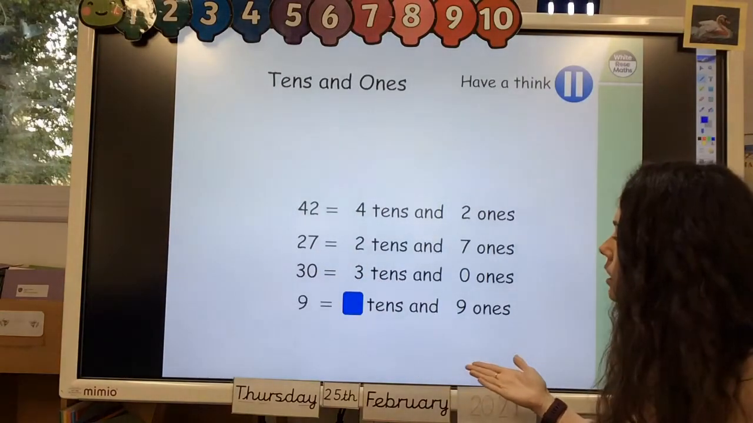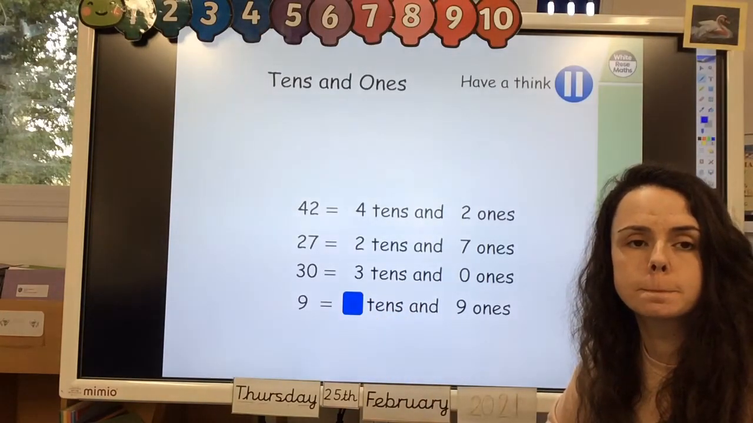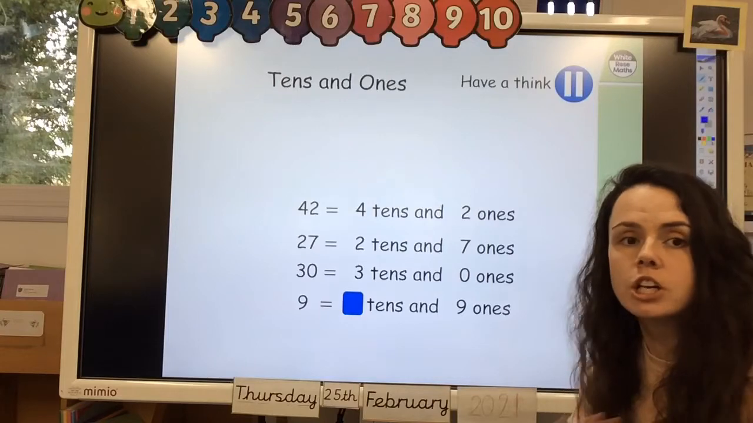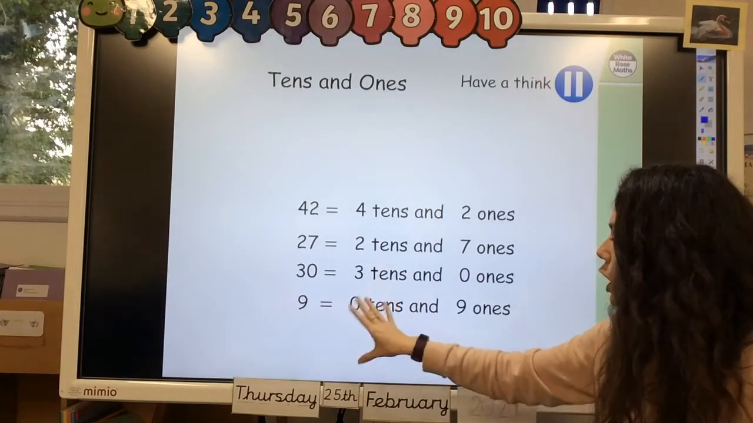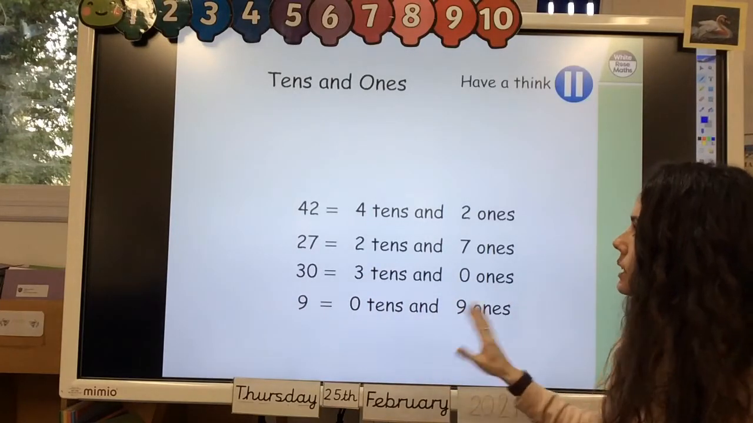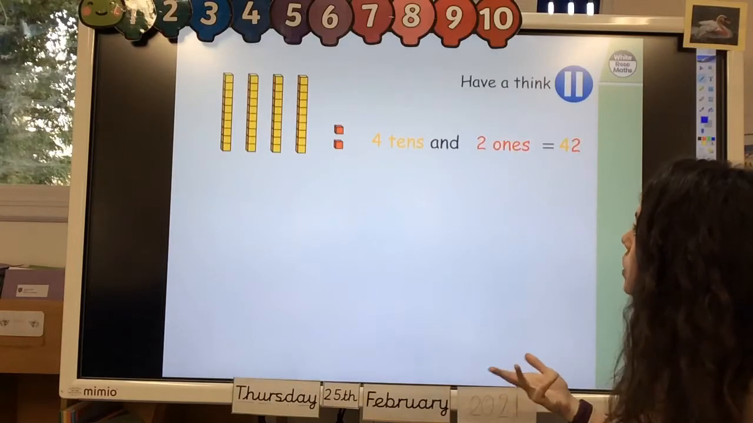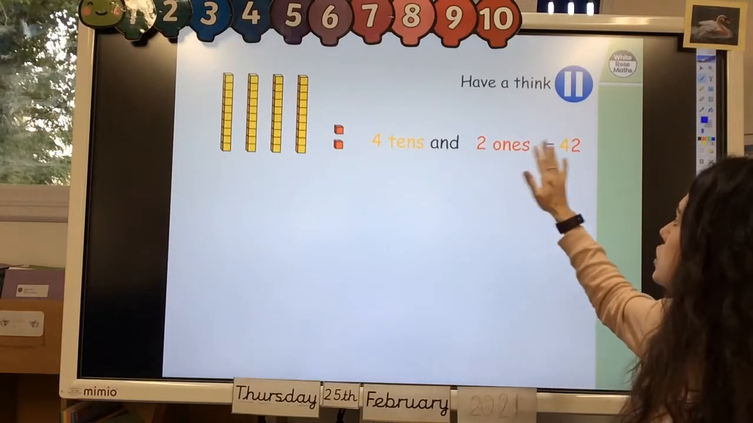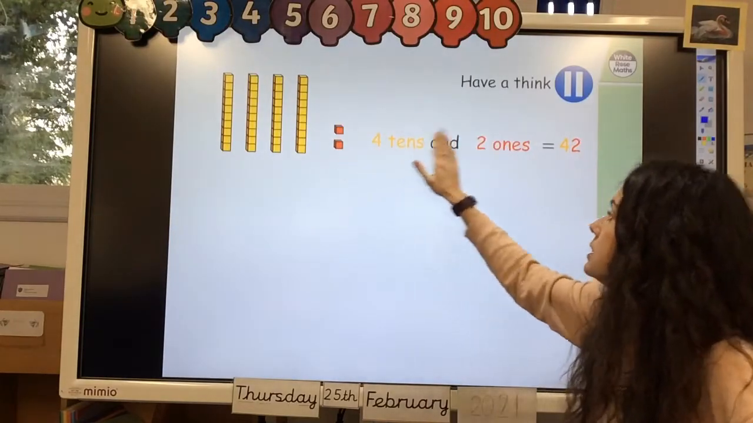9. How many 10s are in 9? None. There's no 10s. There's just the 1s. So there are no 10s and 9 1s. Well done, you. It's very tricky. Now, here we've got 4 10s and 2 1s makes 42.